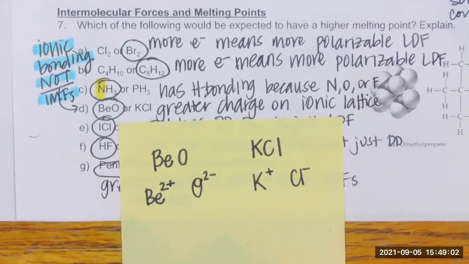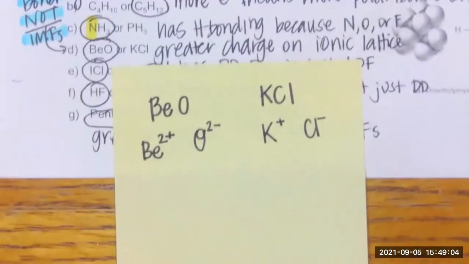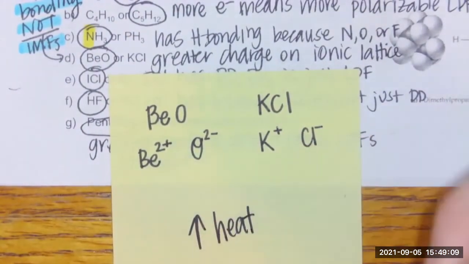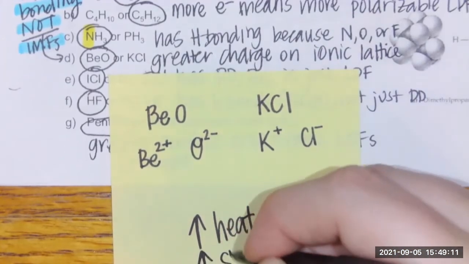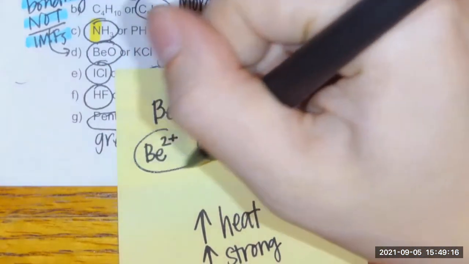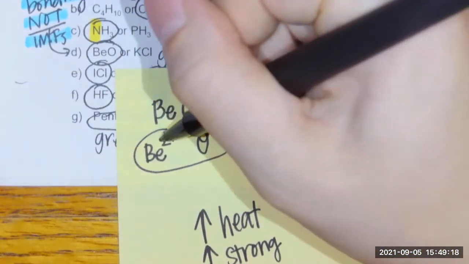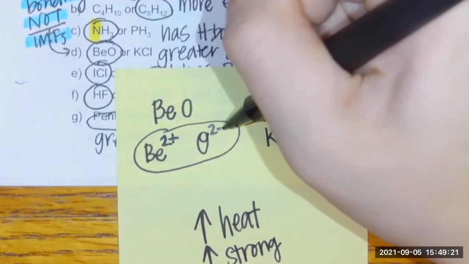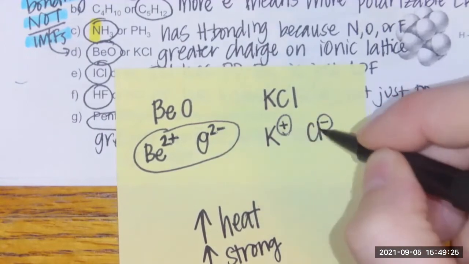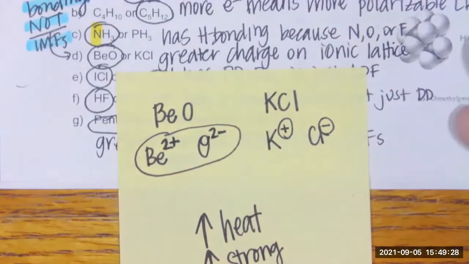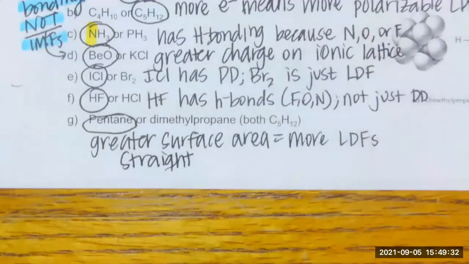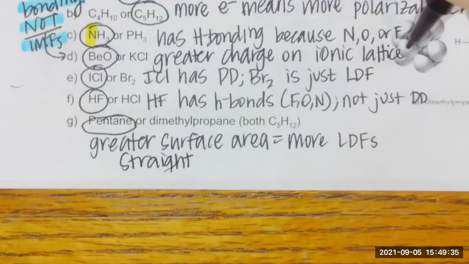So if we're trying to figure out which one is stronger and would take more heat to melt because it's more strong in its attachment, I'm going to say this one because 2 positives and 2 minuses, that's like a double magnet attracting versus just some single charges. So in my paper, I wrote greater charge on ionic lattice.